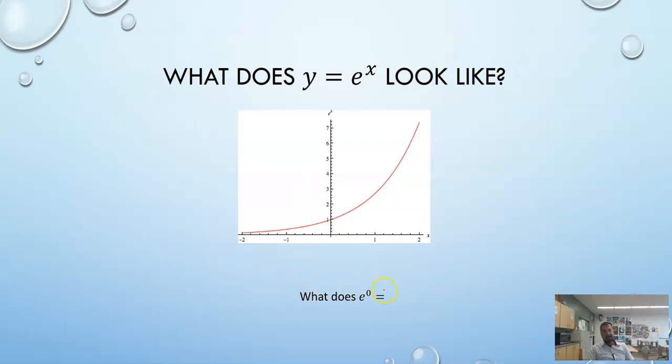Anything raised to the 0 power is 1. And that's actually something that's fairly important on the AP test because it shows up fairly often. And you can see that point on the graph here. 0, 1 is right there. We can see that that is included in the graph.